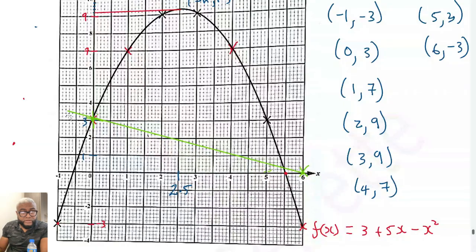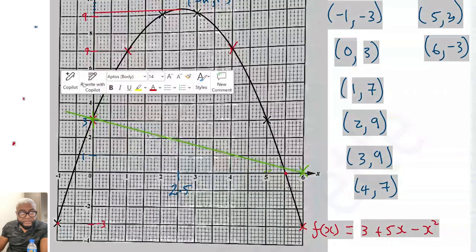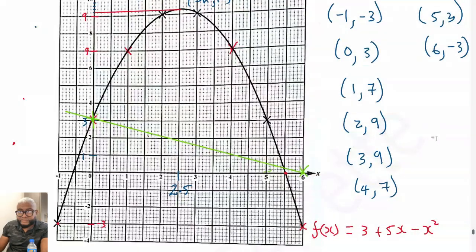And the coordinates of this point, right? Not the coordinates. The equation of this line is y is equal to 3 minus a half x. That's the equation of that line. Okay, so draw that line for me, please.